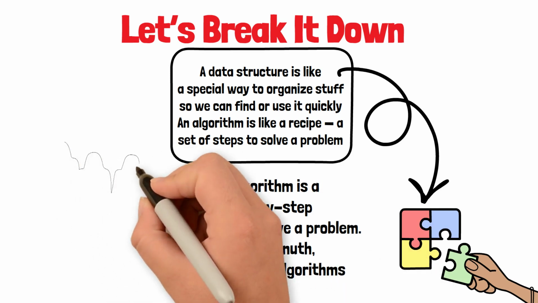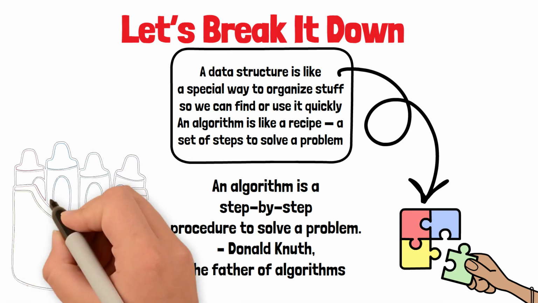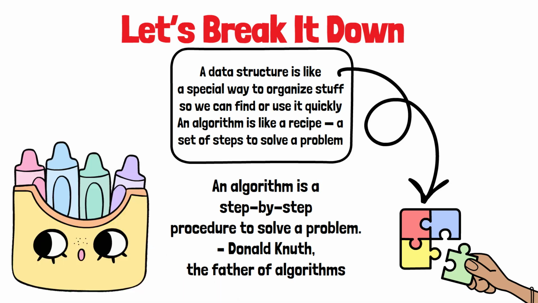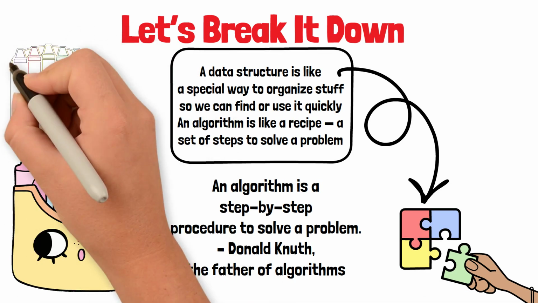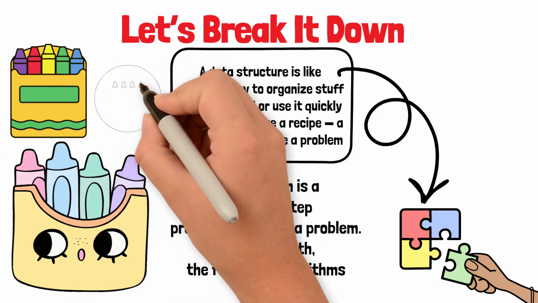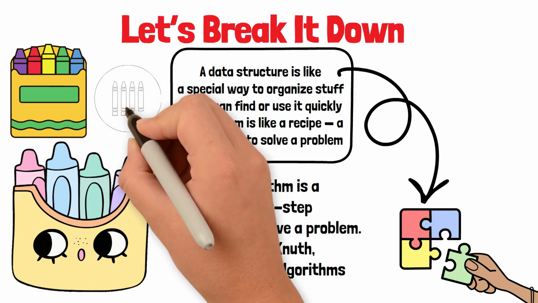Simple example: sorting crayons. Imagine you have a box of jumbled crayons. You want to arrange them from lightest to darkest. That's called sorting. You might pick the smallest one first, then the next, and so on. That's an algorithm called selection sort. Or maybe you keep swapping crayons until they're all in order. That's bubble sort. It's just like a game.